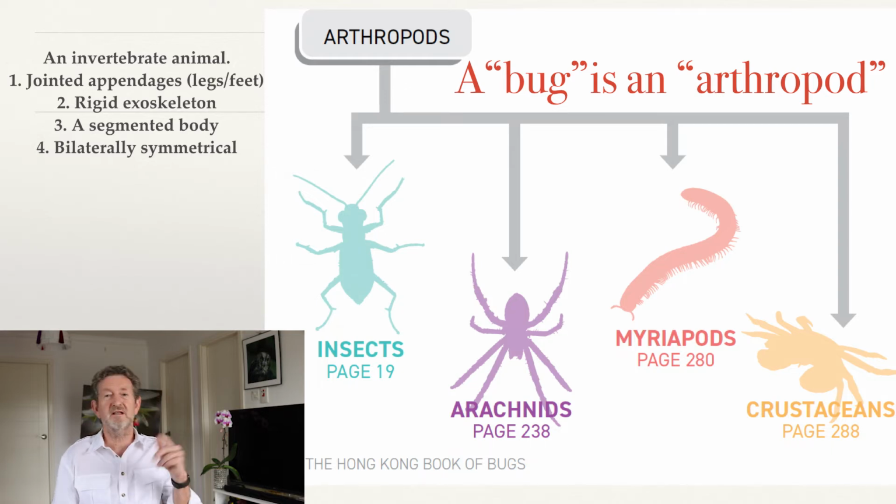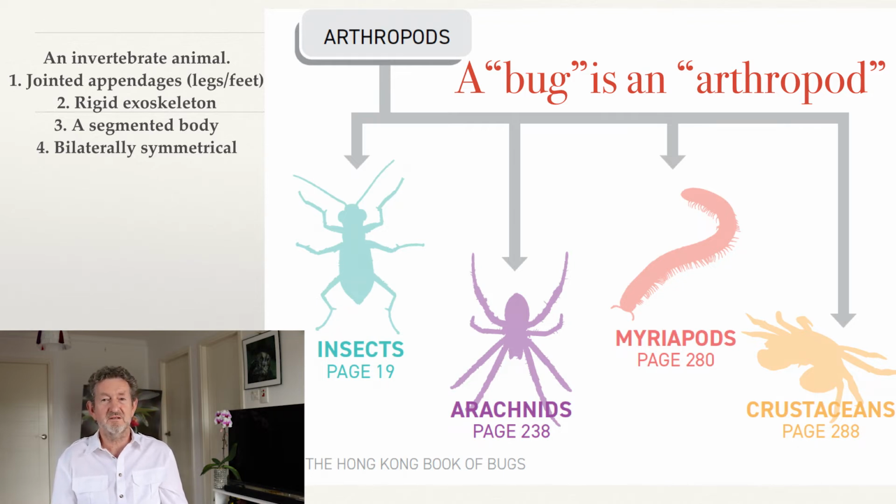First of all, they have articulating or jointed appendages at their legs and their feet. They have a rigid, harder outer casing called an exoskeleton, because they don't have a skeleton or a backbone. They have defined body segments, and they are the same either side. If you draw a line down the middle, they are bilaterally symmetrical. And when we look at this phylum of arthropods, we can see that there are four main classes of creatures within that.